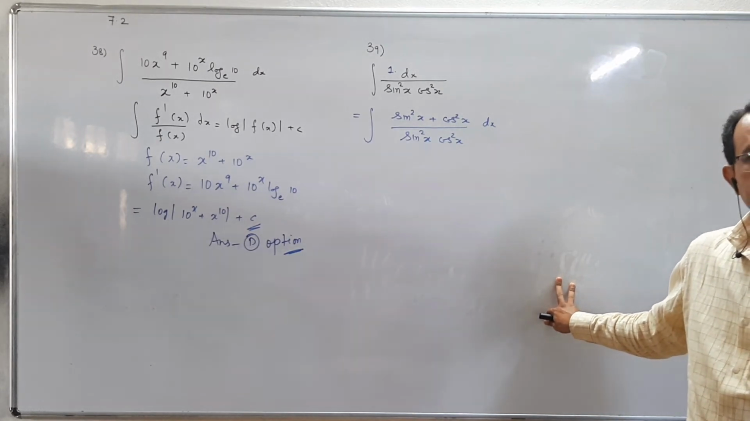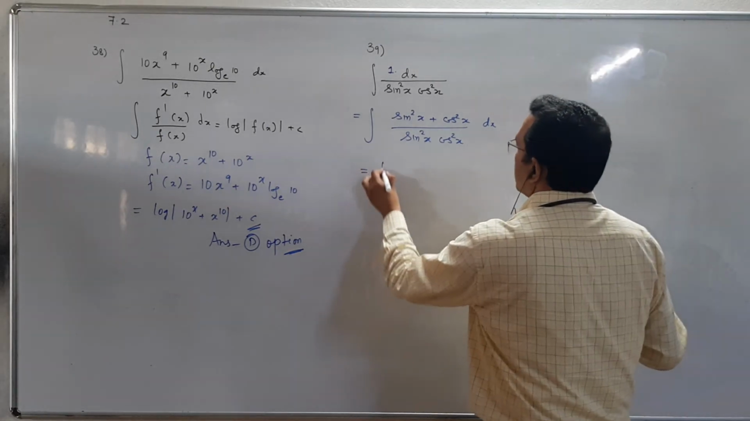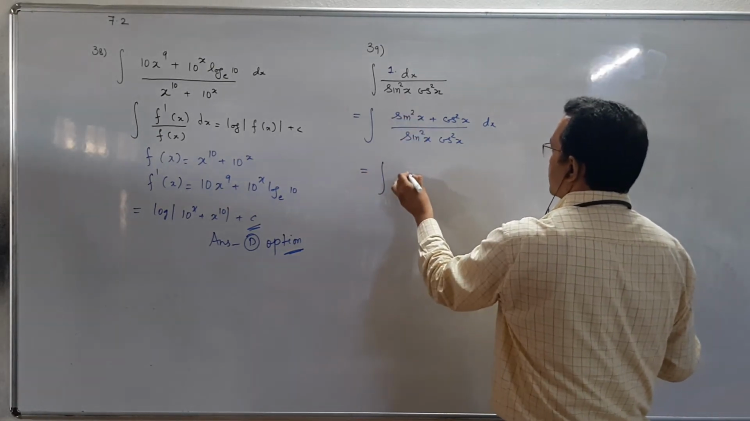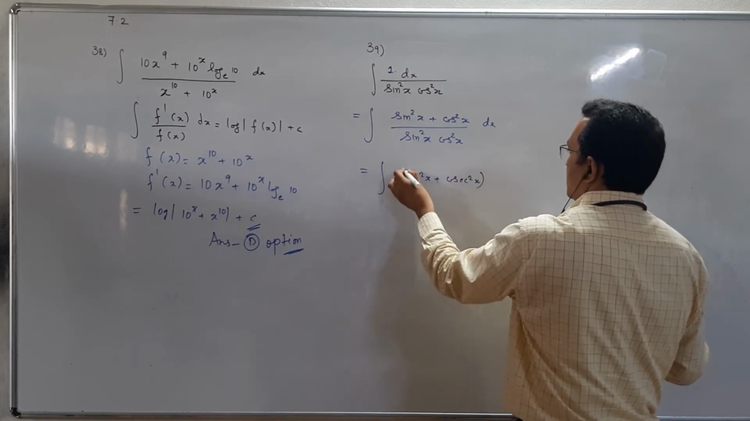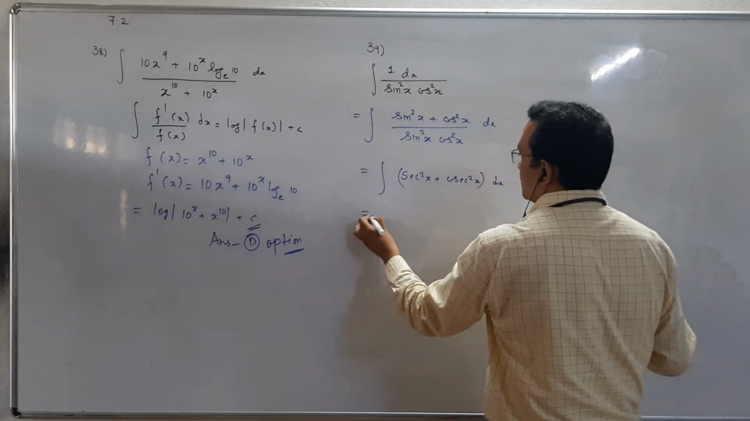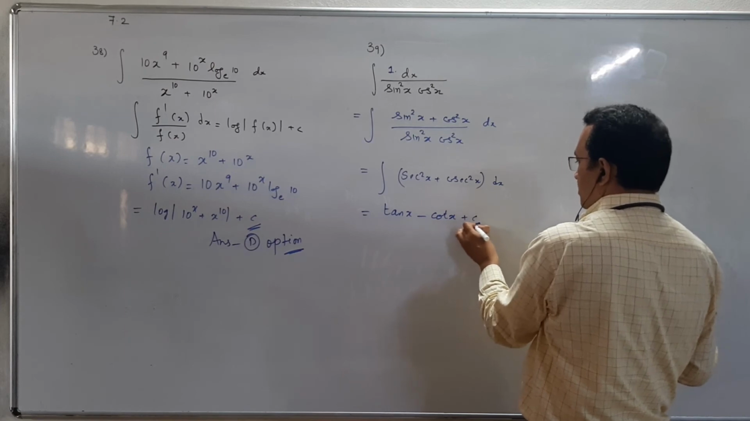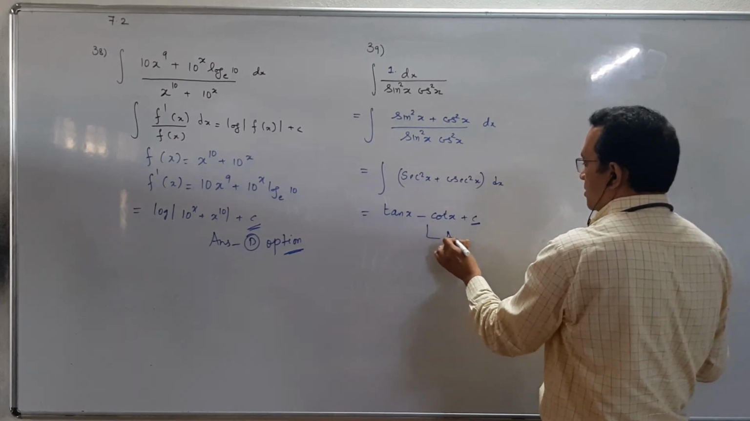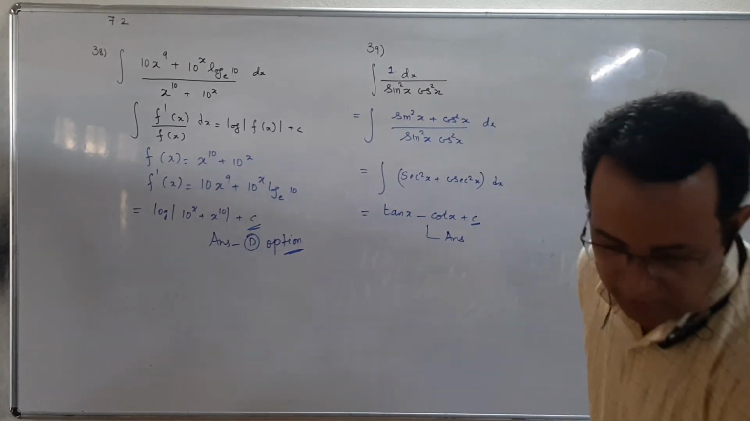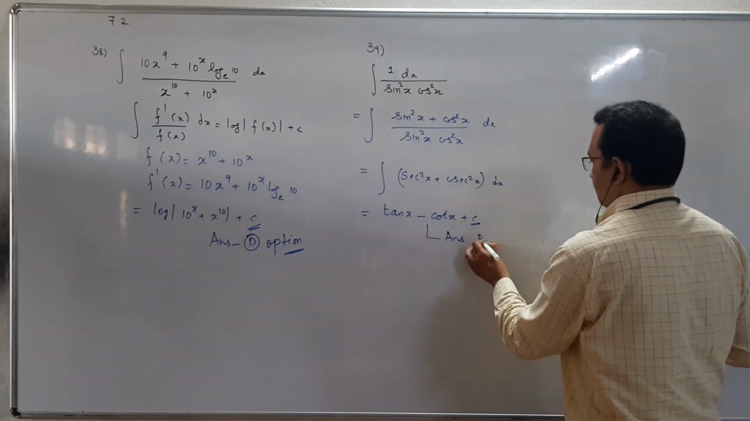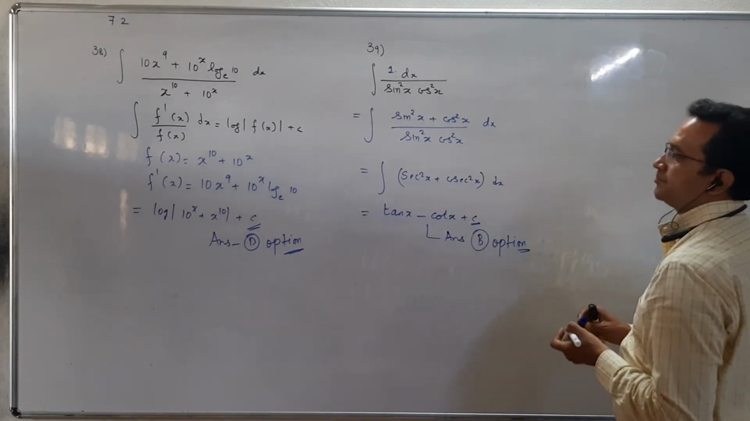Yes or no, students? Now, this is taken as individual division, and sine square x gets cancelled. We have sec square x plus cosec square x. All of you know we have integration of sec square x as tan x, and integration of cosec square x as minus cot x plus c. This is your answer. So, as per the option, the answer is B. That is the correct option, students. That's all.